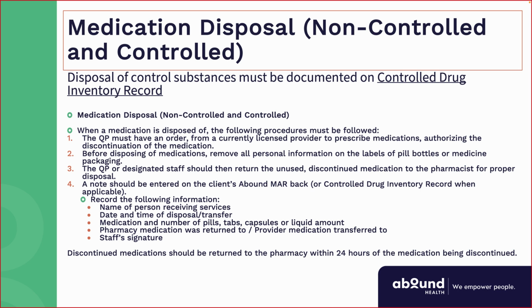Record the following information: name of person receiving services, date and time of the disposal or transfer, medication and number of pills, tablets, capsules, or liquid amount, pharmacy the medication was returned to, or the provider the medication was transferred to. Then you'll sign the document. Discontinued medication should be returned to the pharmacy within 24 hours of the medication being discontinued, and we want them returned within 24 hours to cut down on the risk of a medication error.